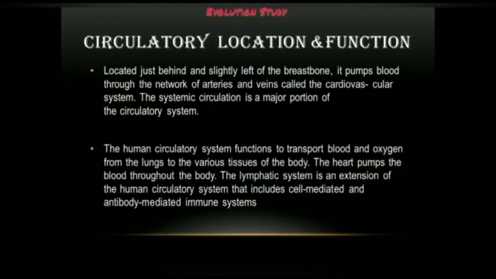Located just behind and slightly left of the breastbone, it pumps blood through the network of arteries and veins called the cardiovascular system. The systemic circulation is a major portion of the circulatory system. The human circulatory system functions to transport blood and oxygen from the lungs to the various tissues of the body. The heart pumps the blood throughout the body. The lymphatic system is an extension of the human circulatory system that includes cell-mediated and antibody-mediated immune systems.